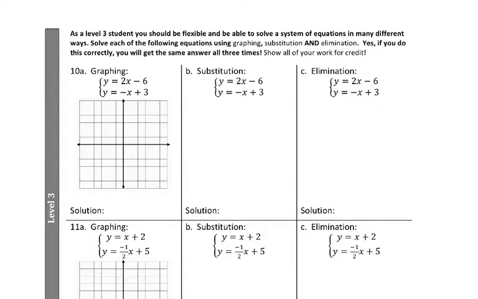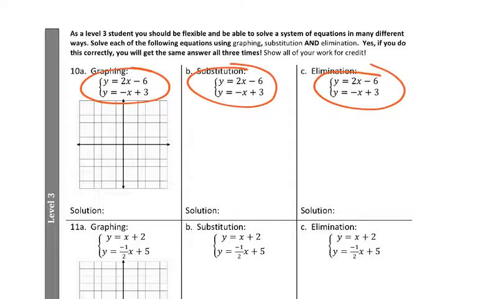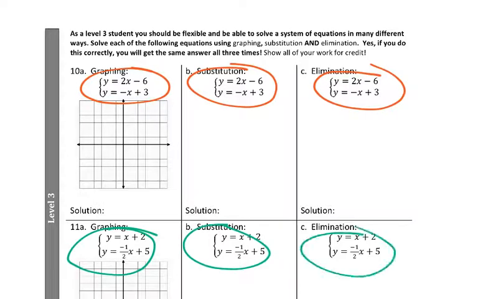Now, I'm not going to actually solve these because I really think these are simple enough for you to solve. Maybe I'll explain what the question is saying. We've got the exact same system of equations here for question 10, and then we've got the same system of equations for 11. Now, a really good level 3 student would be able to see a system of equations, and even though one way is easier than the other, for example, this first system would be so easy to graph, it actually would be really easy to substitute and easy to eliminate.